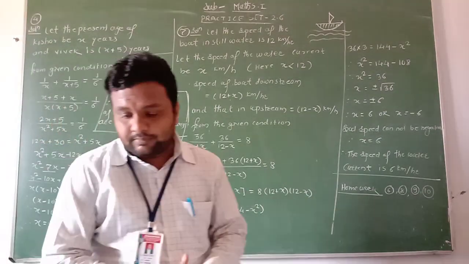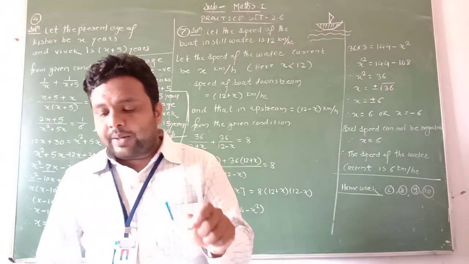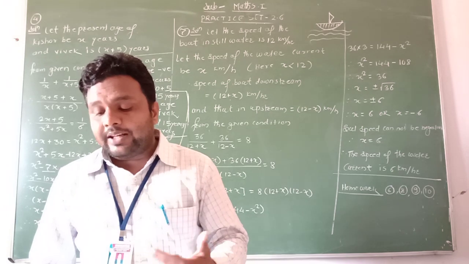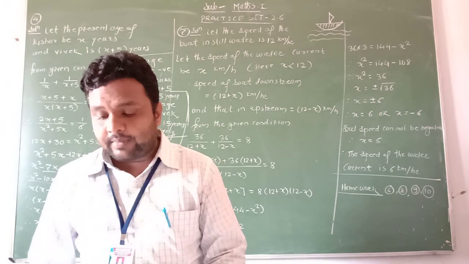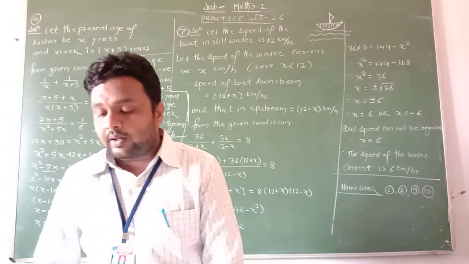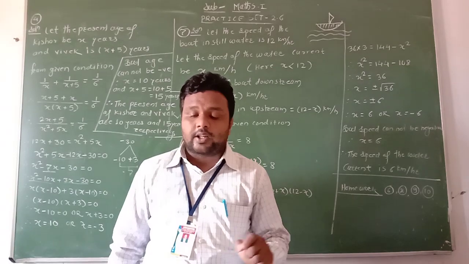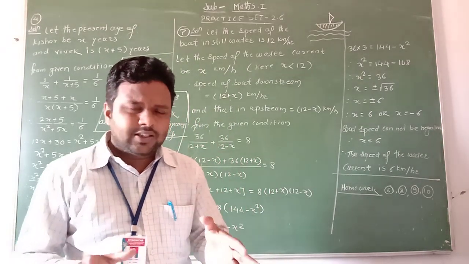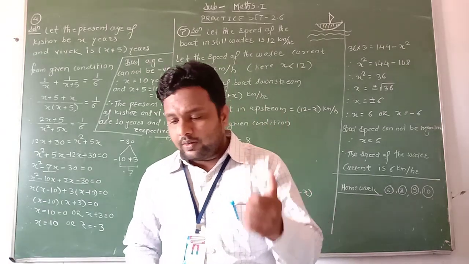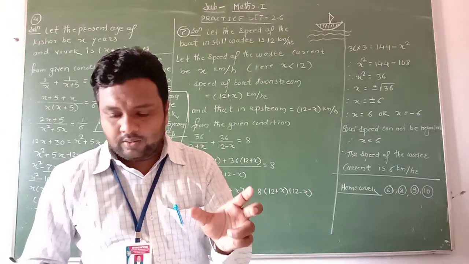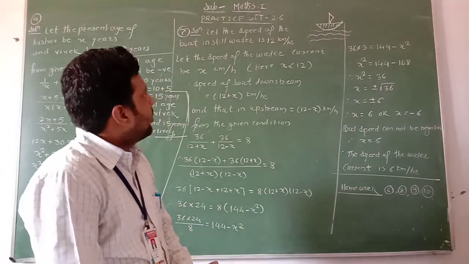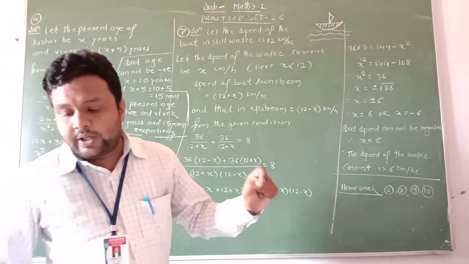Now what is the question? Pratik travels by boat 36 km downstream and back in 8 hours. If the speed of the boat in still water is 12 km per hour, find the speed of water current. Now there is a relation between the speed of the boat and the speed of water current, and we have to find out the condition. In this question you have to find the speed of water current.